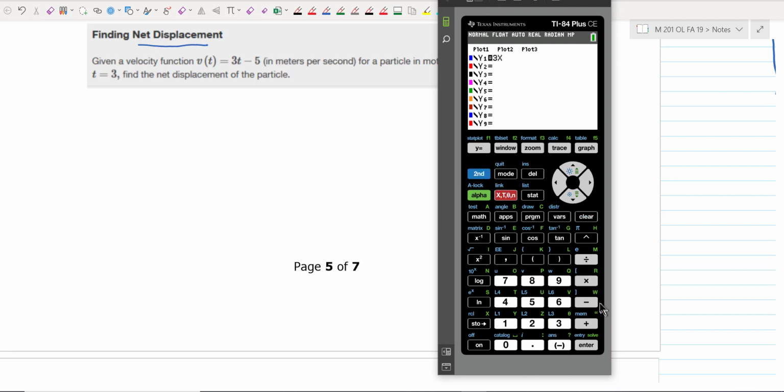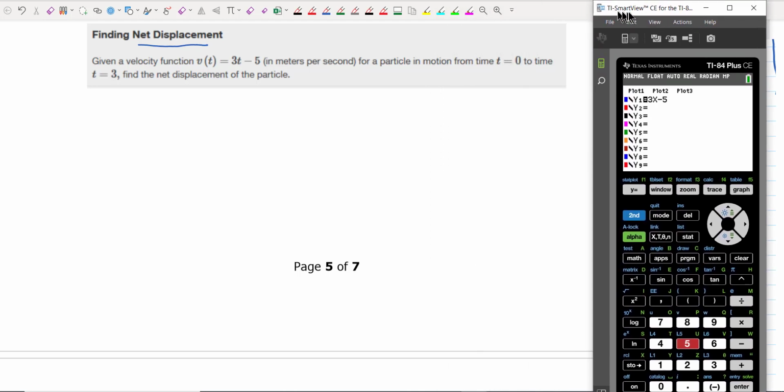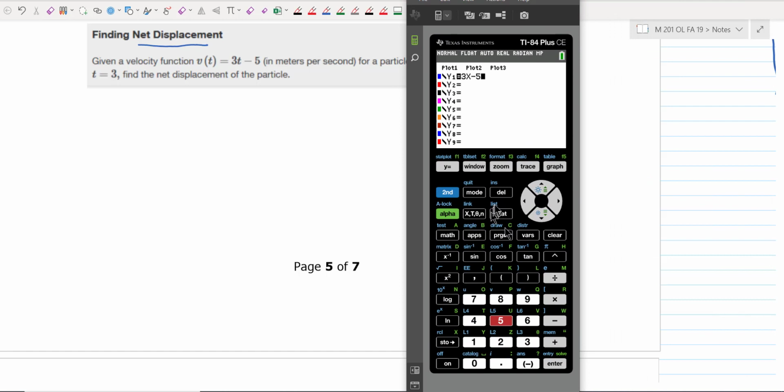So I'm going to go ahead and put in 3x minus 5. We're going to just use the graphing calculator and get a pretty good viewing window on this. And we're doing the displacement from 0 to 3. So I want a window, let's just do something like -5 to 5, and scale that maybe from -10 to 10, and see if we got a pretty good picture of how the graph goes.